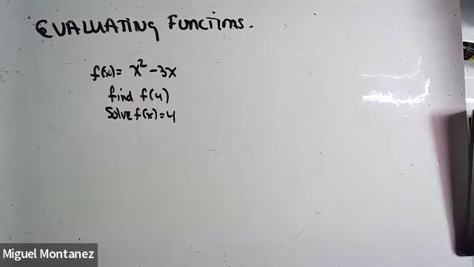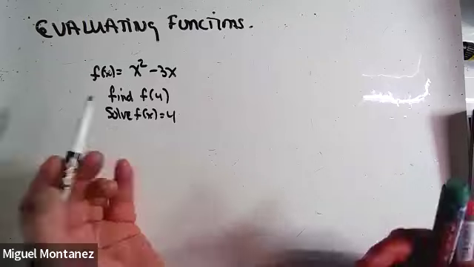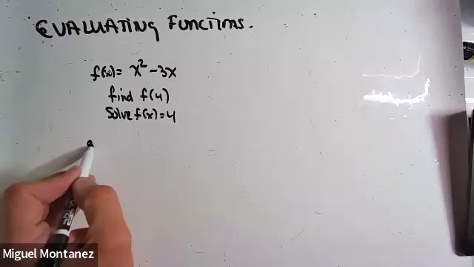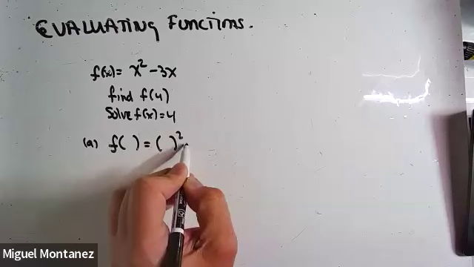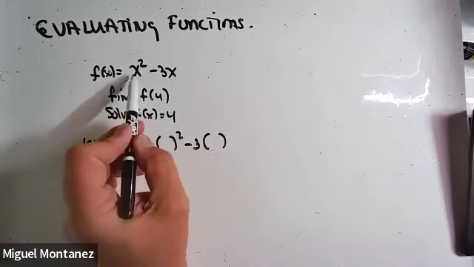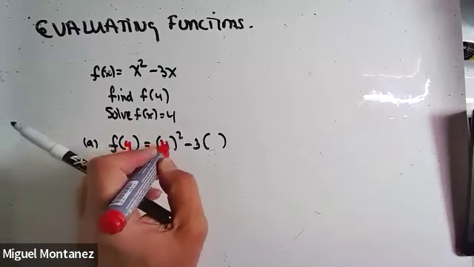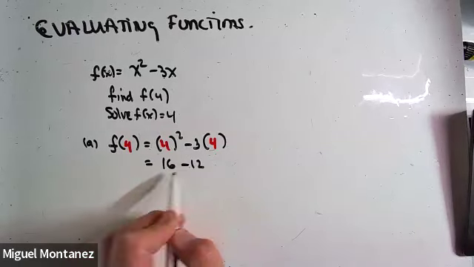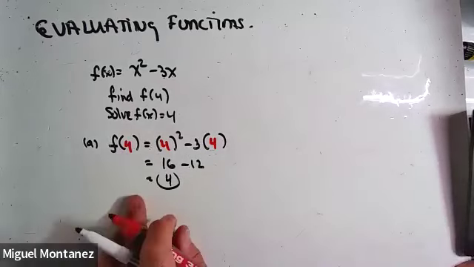One more example: given the function f of x equals x squared minus 3x, find f of 4 and solve f of x equals 4. For part A, we're looking for f of 4, which is the input squared minus 3 times the input. Let's double check: 4 times 4 is 16 minus 12. The answer is 4. So (4, 4). This was kind of a silly example.